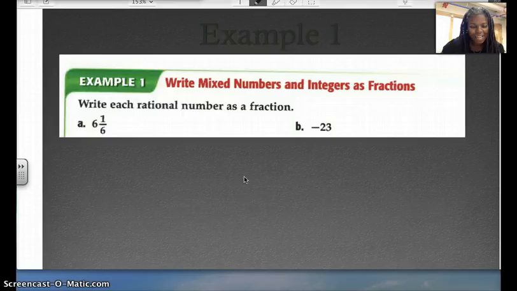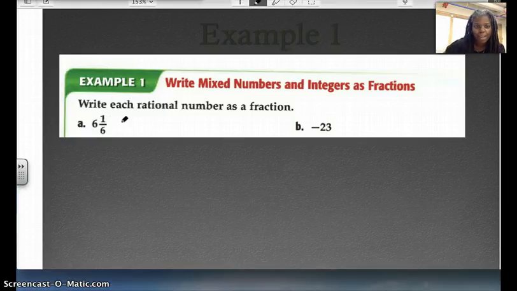So here is example 1, and we're looking at mixed numbers and writing integers as fractions. So we're going to write mixed numbers and integers as fractions, which I know you guys know how to do. When we talk about writing as a fraction, we're going to write it as an improper fraction, so again as a ratio of one number over another, or one integer over another. And I'm hopeful that you remember that to change a mixed number into a fraction, you multiply the whole number times the denominator and add the numerator to create a new numerator, and then your denominator stays the same.